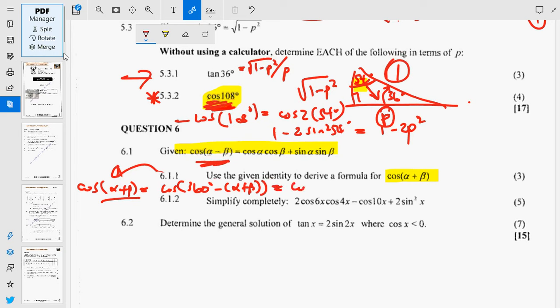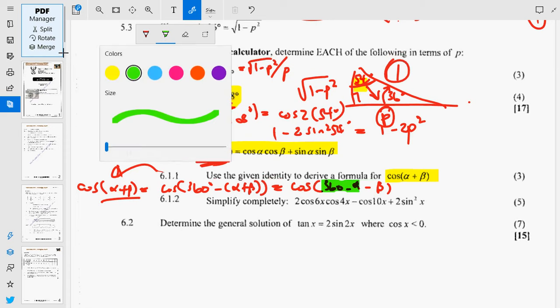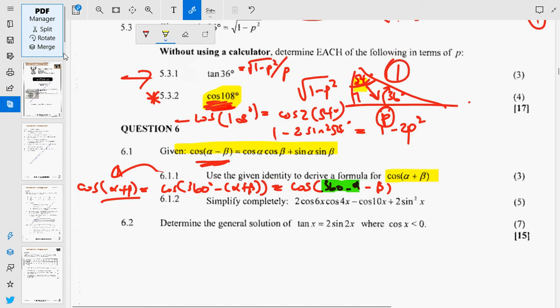So you can also write this as cos of 360 minus alpha, minus beta. And what you're going to do here, in order to use the formula given, is treat this as one angle, and treat this as one angle. Now you can use the cos alpha minus beta formula, because in this particular case, alpha will be 360 minus alpha, and your beta will be beta, so it will be equivalent.